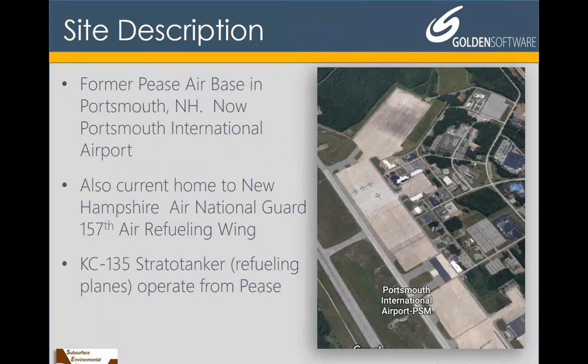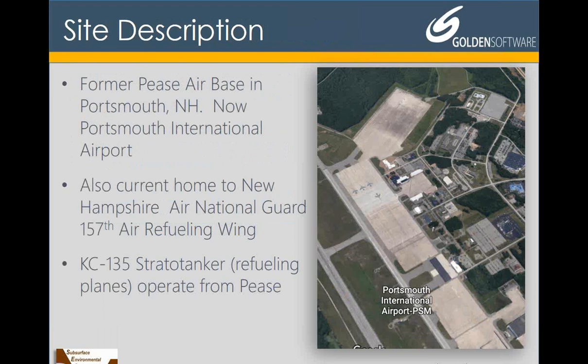I think we can go to the next slide. So let me introduce the site. The site is the former Pease Air Base in the city of Portsmouth, New Hampshire. The air base is now called Portsmouth International Airport. So it is a private commercial facility now, but there is an area to the north of the facility that is still home to an Air National Guard refueling wing, the 157th Refueling Wing.